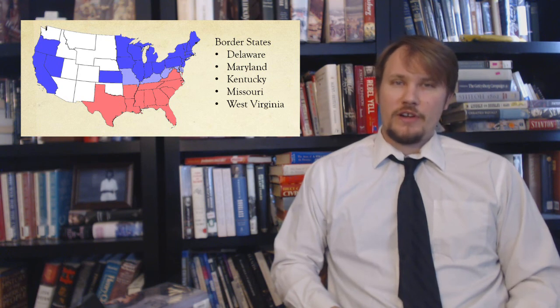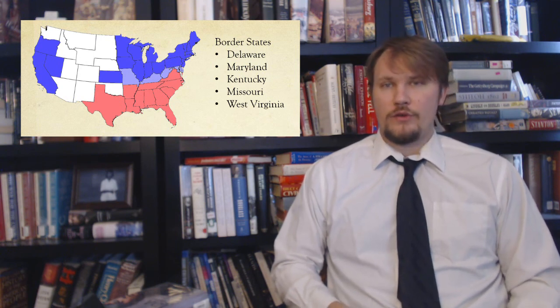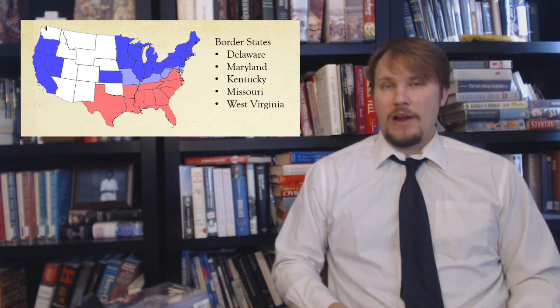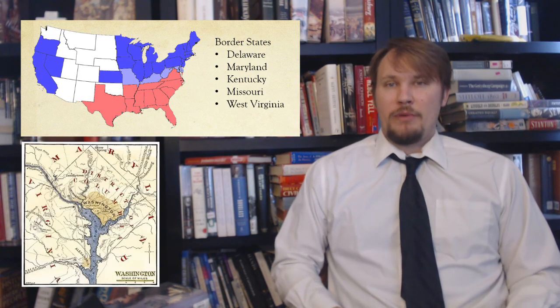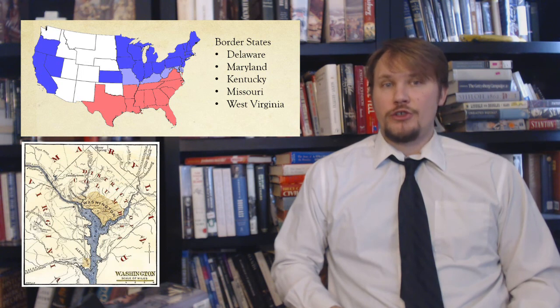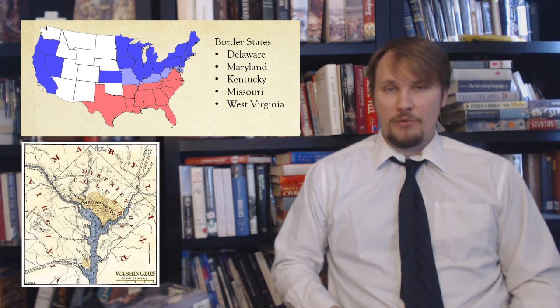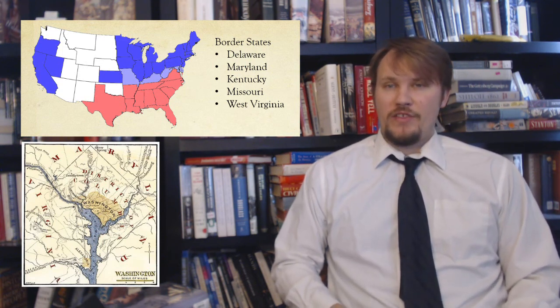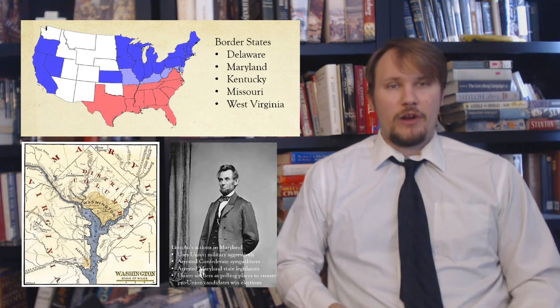Now, Delaware is a very small state. It only had a few hundred slaves, so we don't really need to talk about it. But on the other hand, Maryland was much more important because between the states of Maryland and Virginia was Washington, D.C., the capital of the Union. If Maryland seceded, then the Union capital would be located in the Confederacy and it would be cut off from the North. To prevent this, Lincoln acted very aggressively in Maryland.